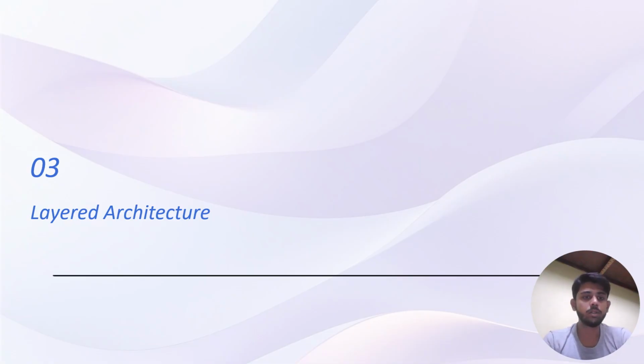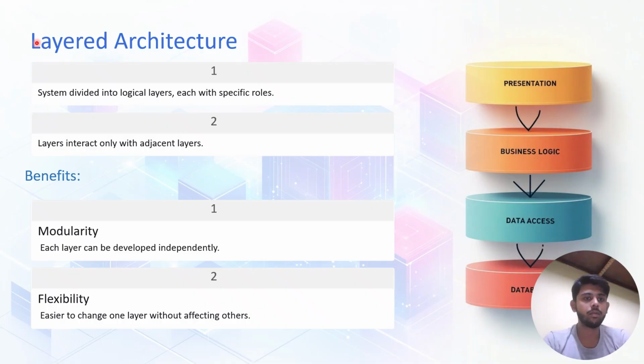So in layered architecture, as we see, the system is divided into logical layers, each with a specific role. Layers interact only with the adjacent layer. As you can see, on the right side we have the diagram where we have the first presentation layer, then we have business logic, then the database access layer, and then we have the database. Each layer can interact only with the adjacent layer. So the presentation layer, or we can say the client layer, will only access the business logic layer, which would be the backend or the server layer.